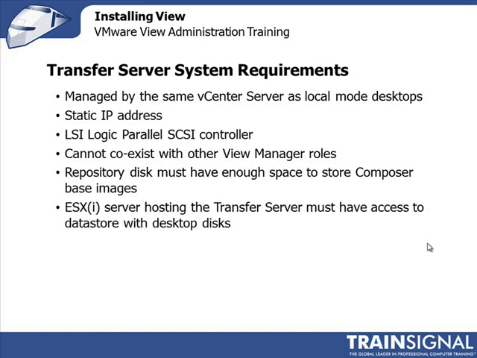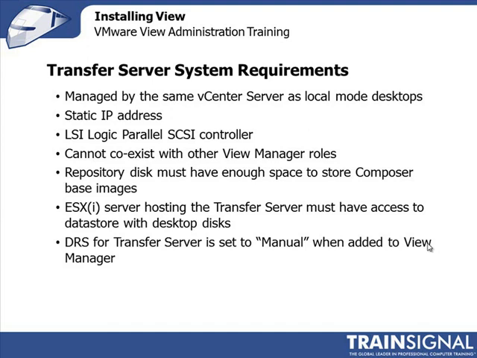Part of the manipulation that the vCenter server will do with the transfer server is to actually mount the virtual disks from the desktops. In order to do this, any ESX host that the transfer server is on must have access to the same data store that the virtual desktops are on. This shouldn't be a big deal, since best practices dictate that all ESX hosts within a cluster see the same set of data stores. The final requirement for the transfer server is one you shouldn't have to do manually. When setting up the transfer server within the View Administrator, View and vCenter will set this virtual machine to a manual DRS mode, preventing any automatic vMotions of the VM.